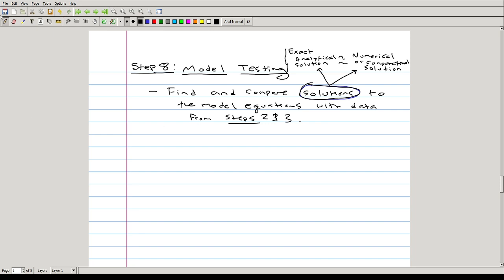And it's at this step where, if in this testing you have a bad fit to your model, it means steps 4, 5, 6 and 7 must be revisited.